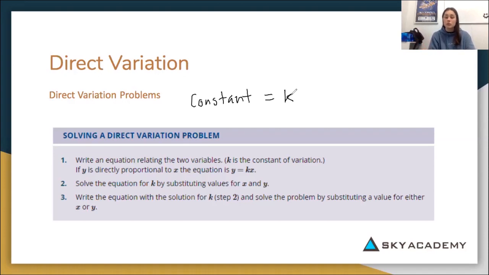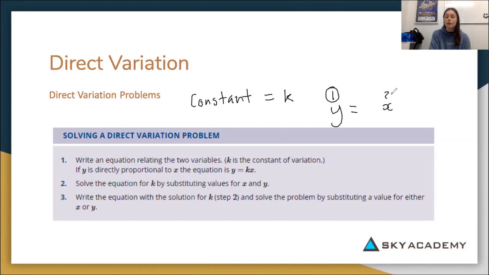So if we have a look at the blue box, it says, when solving a direct variation problem, write an equation relating the two variables. So we know that we do this by the constant K. That's the rate at which the two variables vary, and it's the connection point. So if Y is directly proportional or directly varied with X, the equation will be Y equals KX. So when we're doing direct variation, we have two variables. One will be Y and one can be X.